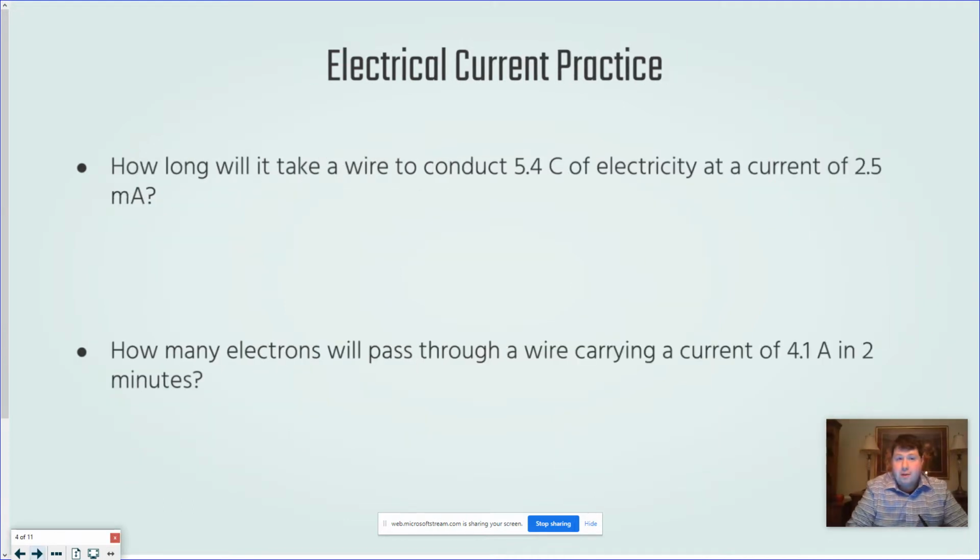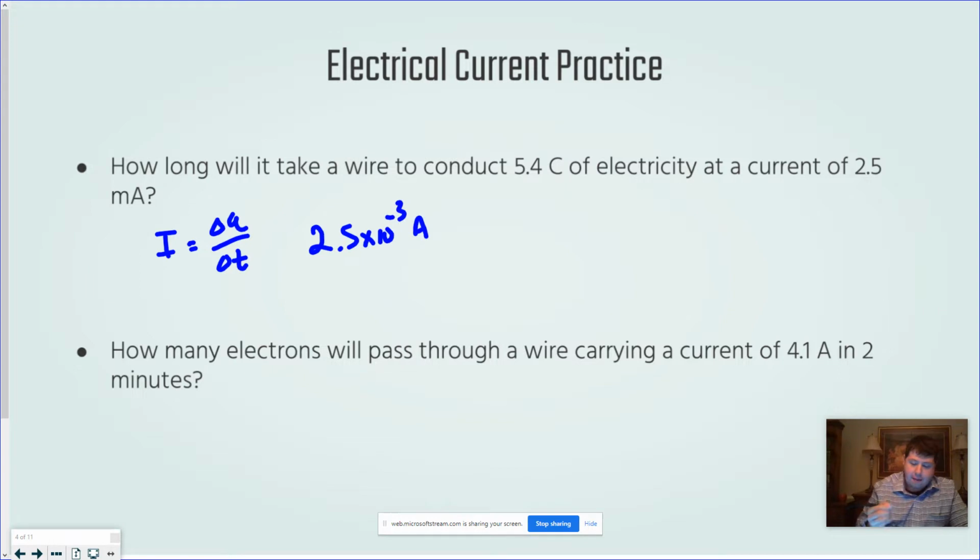So let's take a look at a few example problems here. First one says, how long will it take a wire to conduct 5.4 coulombs of electricity at a current of 2.5 milliamps? Well, we know our equation is that current is equal to our charge, delta Q, divided by the time, delta T. They give me my current here in milliamps, so 2.5 times 10 to the minus third amps, just replacing milli with 10 to the minus third. And that's got to equal my change in charge, which is 5.4 coulombs divided by the time.